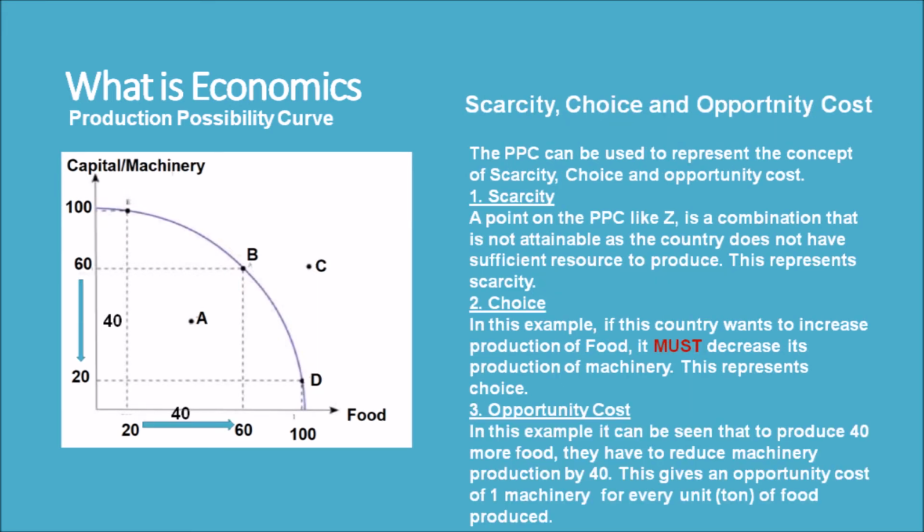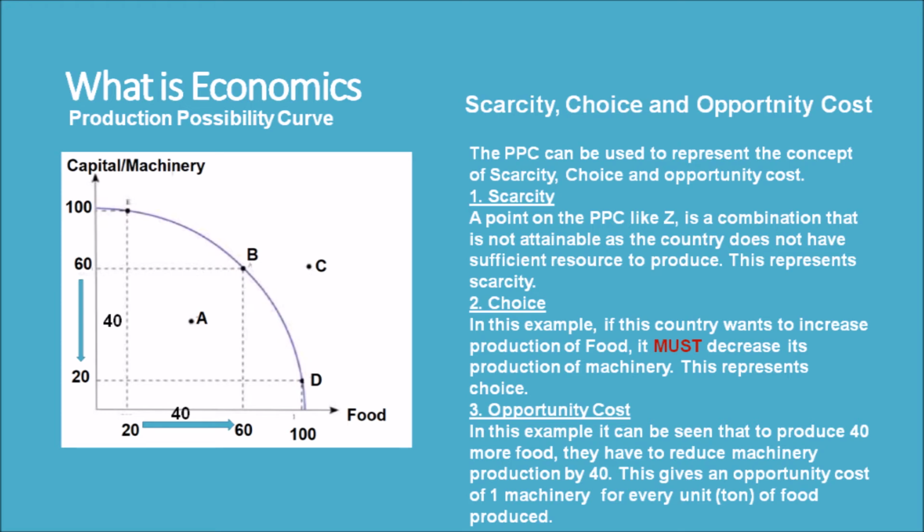Scarcity, choice and opportunity cost. The PPC can be used to represent the concept of scarcity, choice and opportunity cost. 1. Scarcity. A point outside the PPC like Z is a combination that is not attainable as the country does not have sufficient resources to produce. This represents scarcity. 2. Choice.